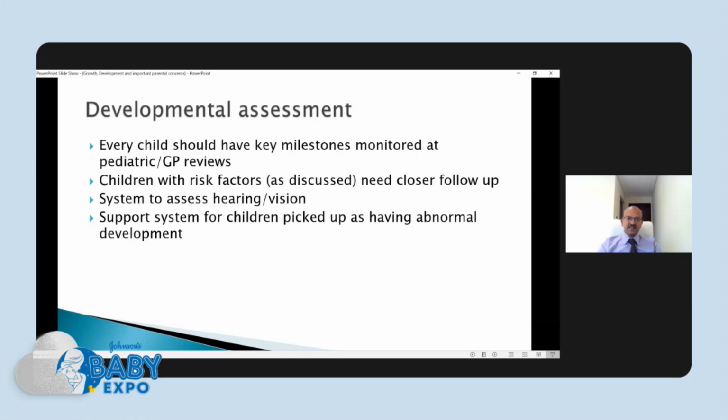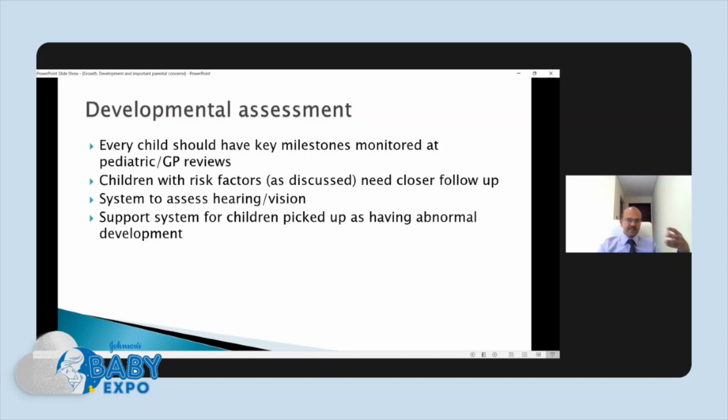So every child should have key milestones monitored at pediatric and GP visits and during the vaccine visits as well. If a child has risk factors, as we discussed, like prematurity or family history of developmental delay, we need closer follow-up. If you have picked up a problem, you definitely need to review sooner to make sure there is no progression. And if there is progression, you need to refer them to a neurologist or developmental specialist. There should be a system to assess hearing and vision, as we discussed as well. And we should have a support system. If you have picked up an abnormal development, what do we do next?